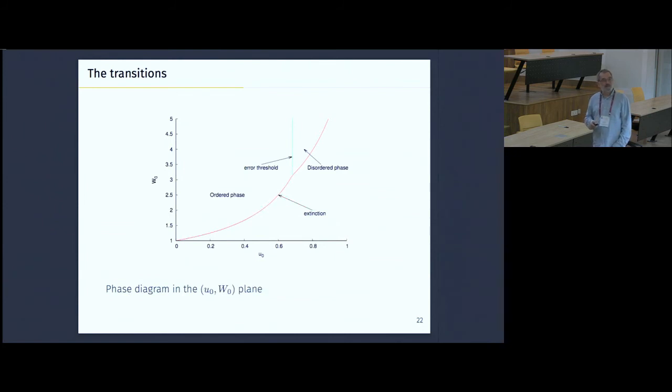This is W0, this is U0. So here we have the ordered phase in which the wild type is prevalent. And here we have the error threshold. In this region here, the population is not extinct, but the wild type has a very low frequency. And this is called the disorder phase. And in this region here, the population is extinct. And what you see is that this curve here is not in the continuation of this one, and this is what I said, that the error threshold sort of delays extinction.